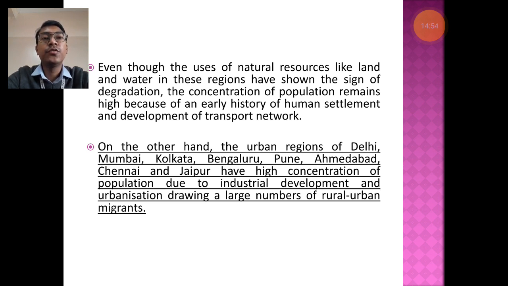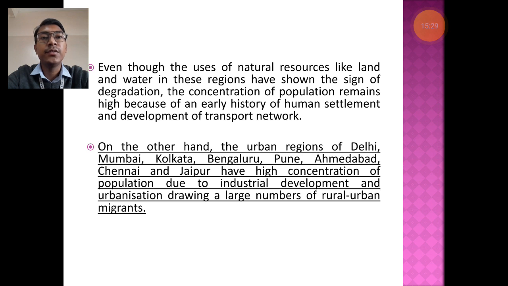So this is about the distribution of population in our country. Here we have seen that states like Uttar Pradesh, Bihar, Maharashtra and West Bengal have recorded a higher concentration of population, whereas the Himalayan states and the northern states have recorded a lower population, while the peninsular region and some of the southern states record a moderate density of population. I hope you all have understood this distribution of population.